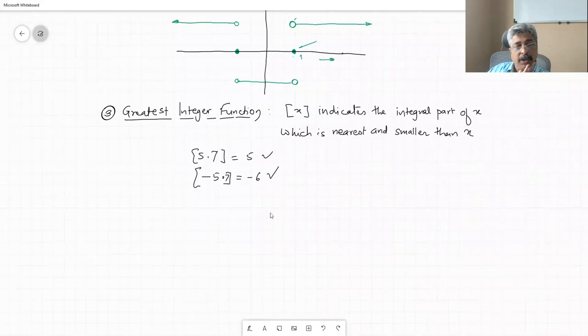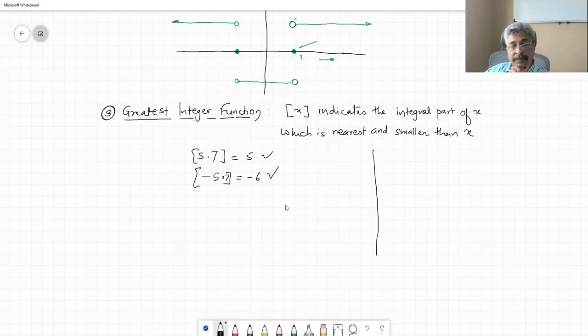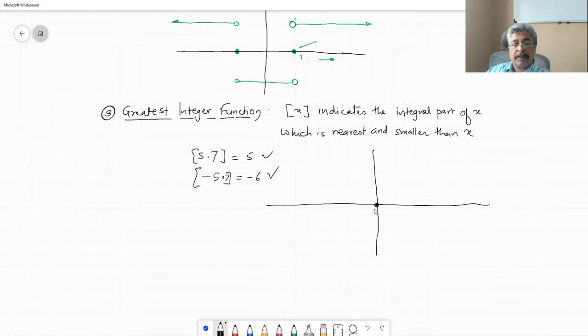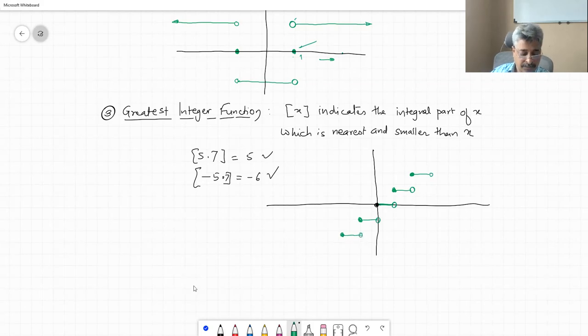Maybe you can sketch greatest integer function just to complete your notebook here. Greatest integer function will look like what? Step function. If it is 0, 0 is an integer. Nearest and smaller than x, so it's 0. Then you go from here to 1. When it is 1, you go up, go to 2, and over here, 3, 0, at minus 1. And so, this is greatest integer function.